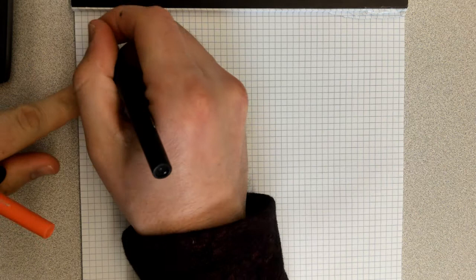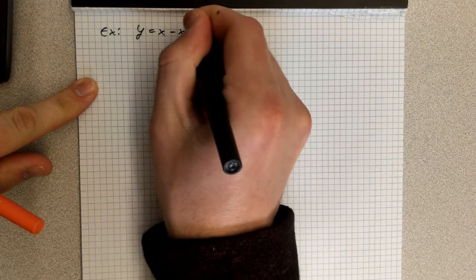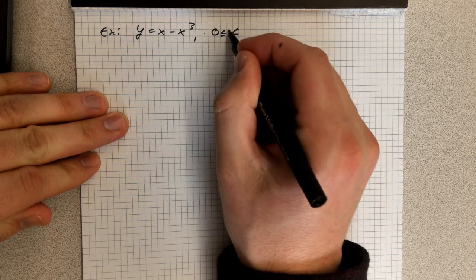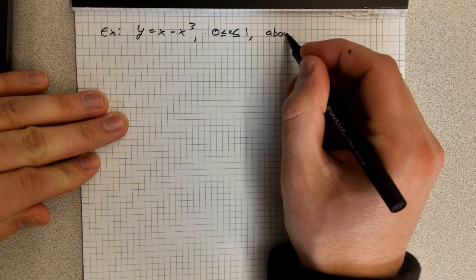All right, let's do some examples of the shell method here. So let's start off with this one. We're going to have the curve y equals x minus x cubed on the interval from 0 to 1. And we're going to go about the y-axis.